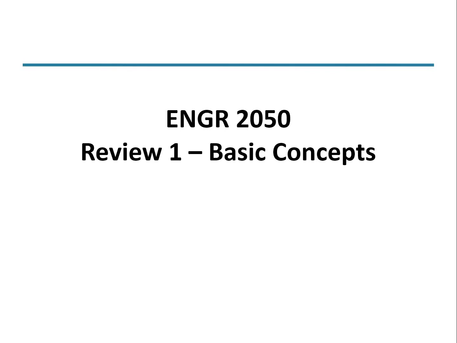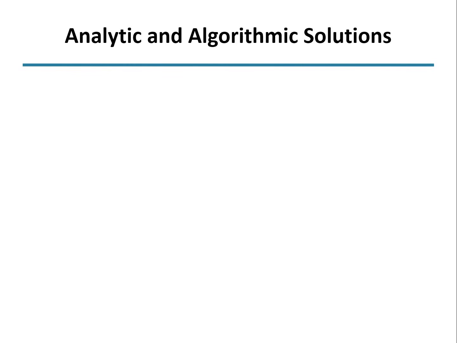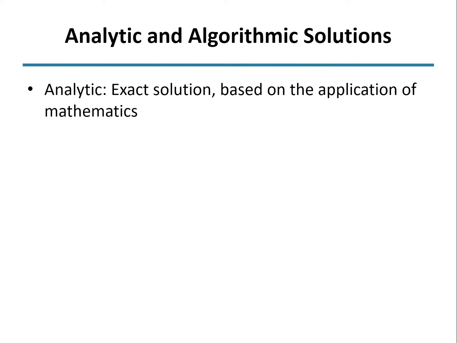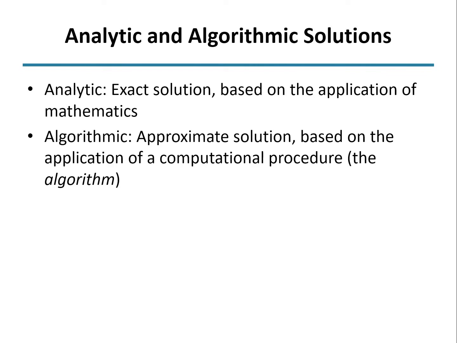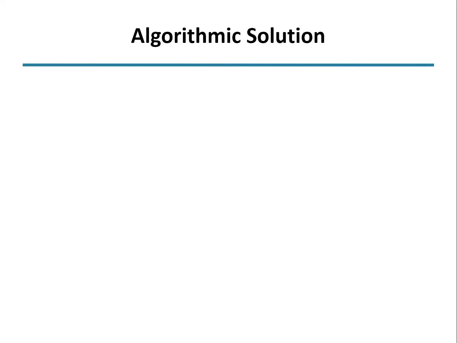In this first review video, we'll look at some basic concepts that we began with in the class. We started out by talking about the difference between analytic and algorithmic solutions. In your math classes and basic science classes, you often found the exact solution to a problem. An algorithmic solution is approximate, and we use some numerical procedures to do that. The procedure itself would be called the algorithm.